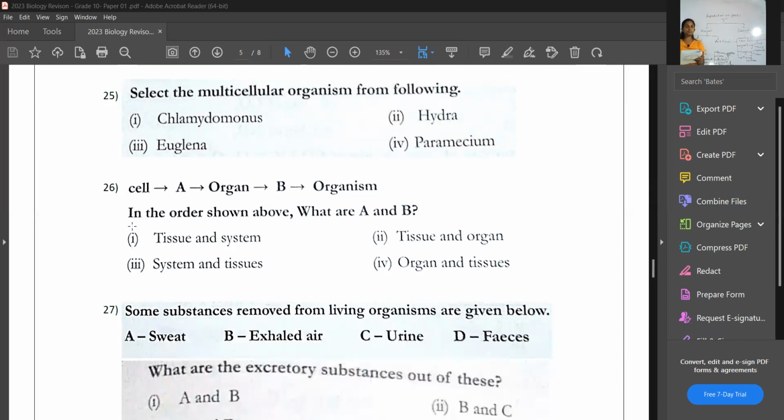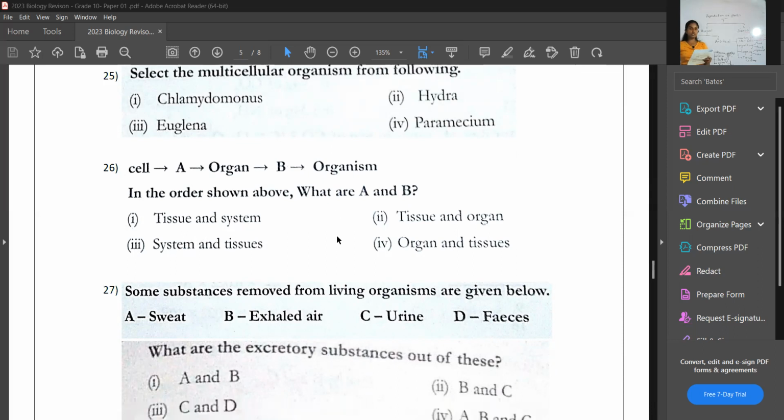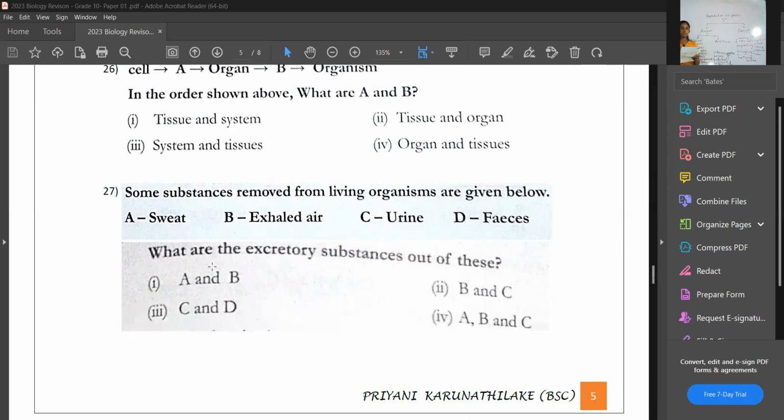26. The organizational levels are given: cell, then tissue, then organ, then system, then organism. Then A should be tissue and B should be system. First answer, tissue and system, right? Then some substances removed from living organisms are given here.